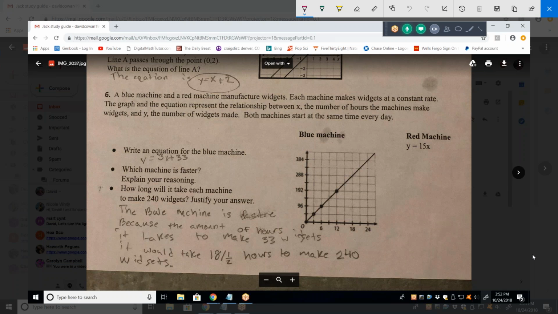Write an equation for the blue machine. Well, what's the general format for our equations? Is it y equals mx plus b? Tell me what b is on that line, on the blue machine. B is the y-intercept and m is the slope. Yeah, but where is the y-intercept on that graph of the blue machine?